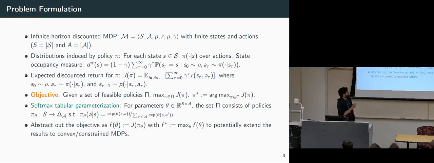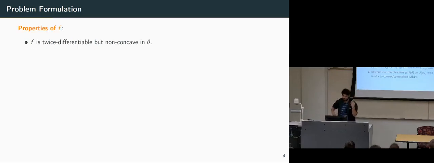To make life easy, I'm just going to abstract out the objective as f of theta. The hope is that we will get what assumptions we need about f so that we can extend them to other problems, so we don't have to go through this whole process again. I'm just going to see what properties of f I need to prove global convergence.